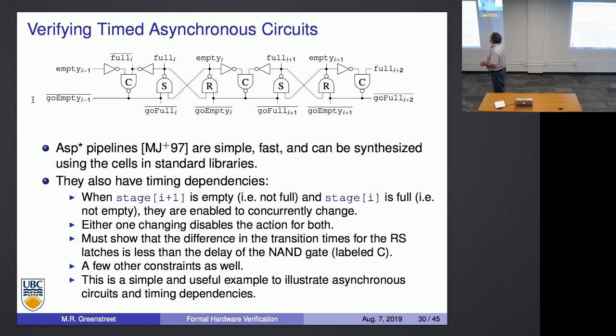So there's a timing race. And so we have to show that the difference in the transition times on this RS and that RS has to be less than the delay to go through the inverters and NAND gate. There's a few other constraints. So how do we prove that?